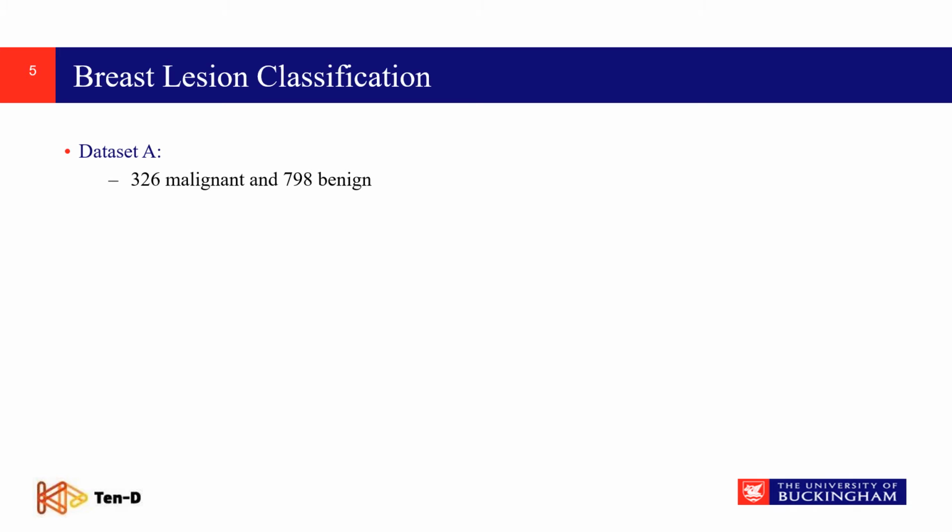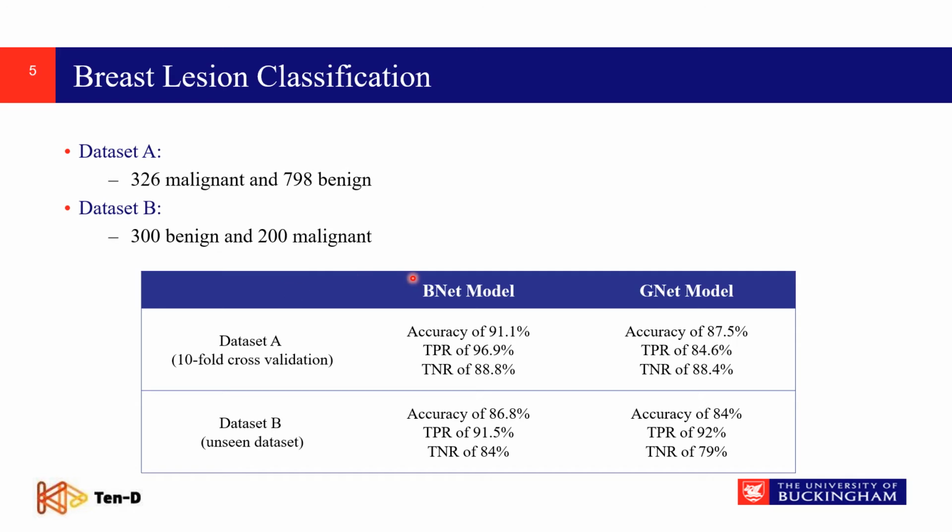In this paper, we developed two different CNN models with different architectures, and we call them GNet and BNet. We used dataset A for training both of our models, which consists of 326 malignant and 798 benign cases. And we have another dataset which we use as an unseen dataset, in order to investigate the link between calcification of benign and malignant cases. And here in this table, you can see the performance of our model on both of these datasets.